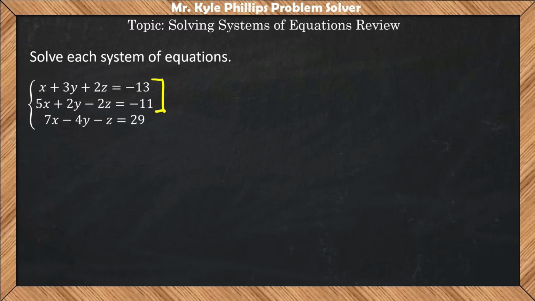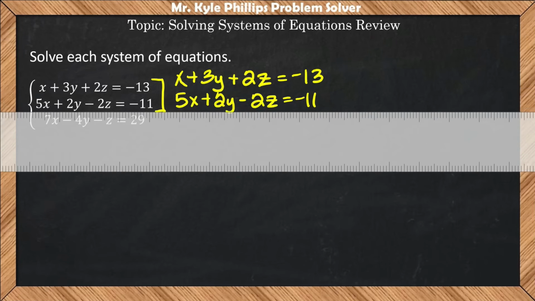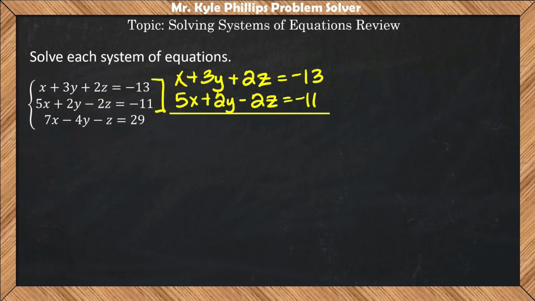Let's write this. So we're going to have x plus 3y plus 2z equals negative 13. And then we'll write out this middle equation of 5x plus 2y minus 2z equals negative 11. So here, these z's go away. And when we add, we have 6x plus 5y equals negative 24. Now, this is nice. We're used to working with this, an x and a y systems of equations.